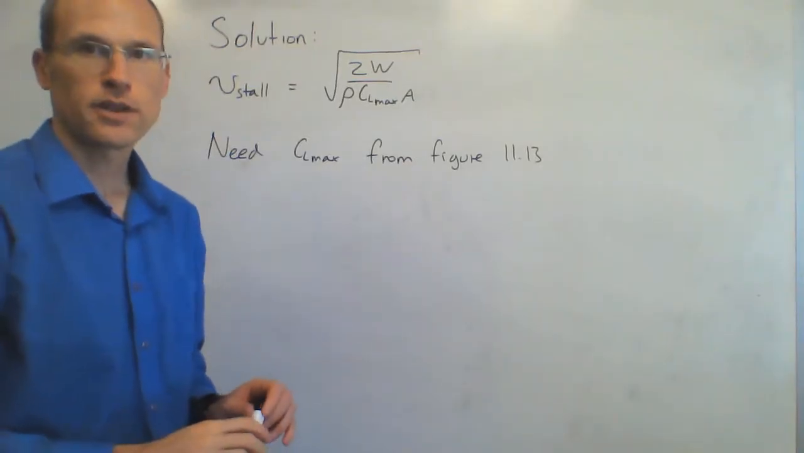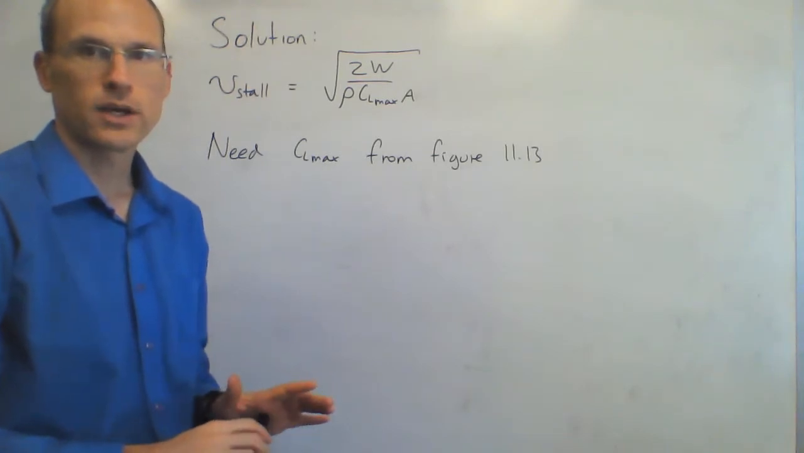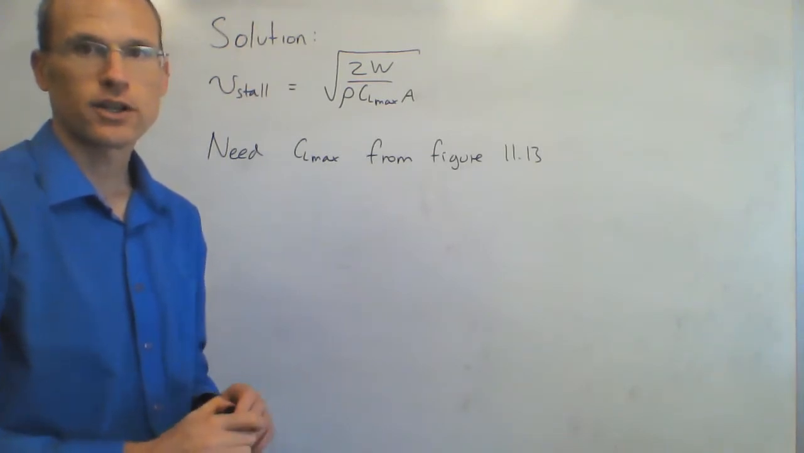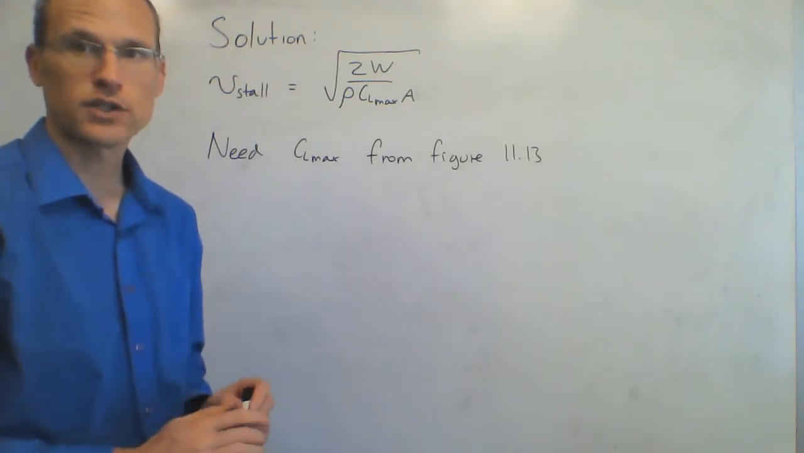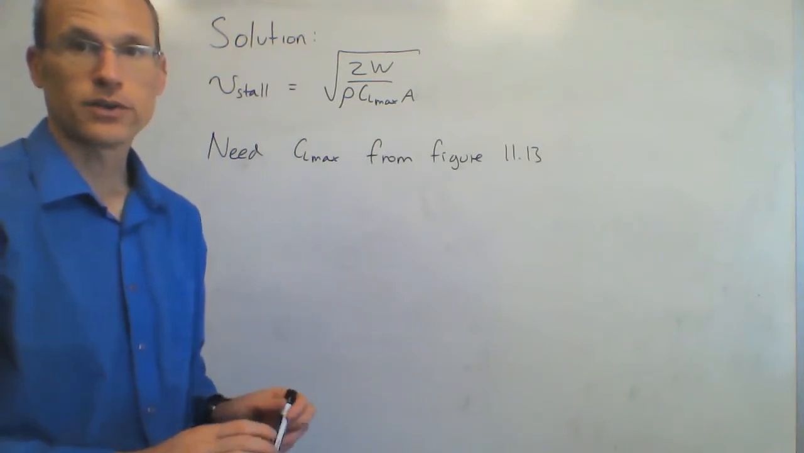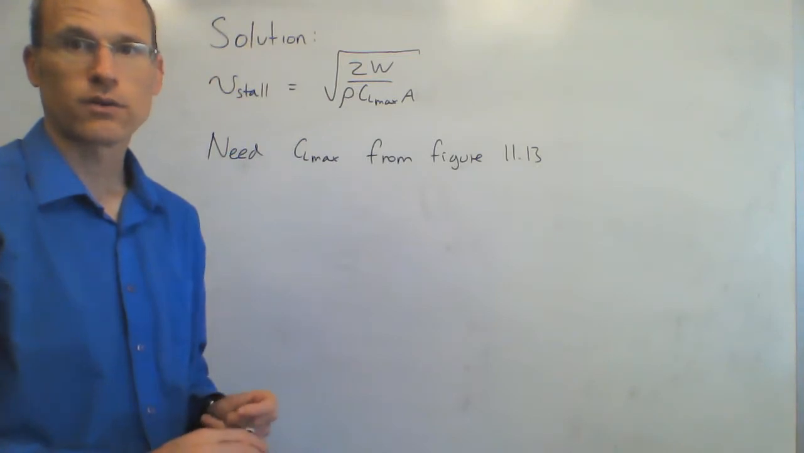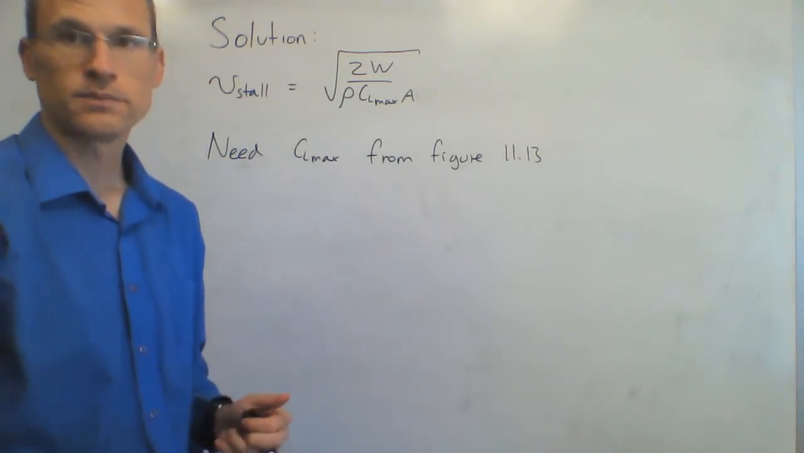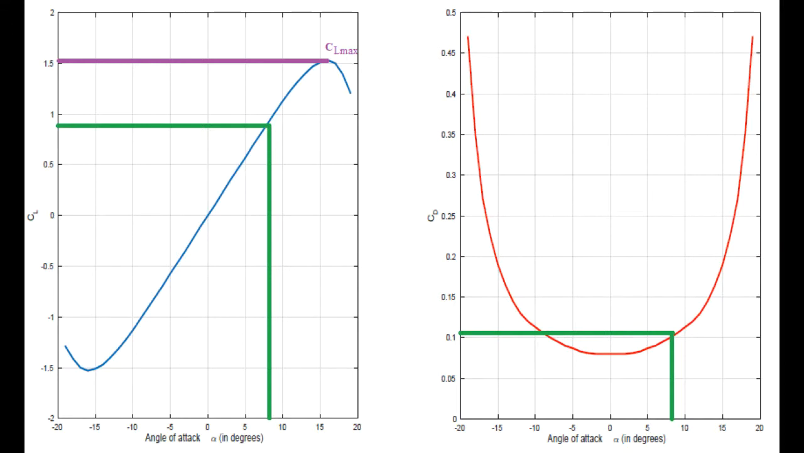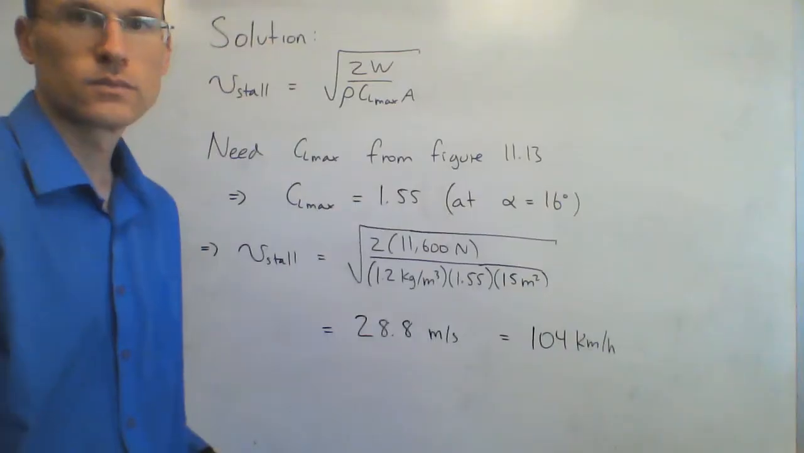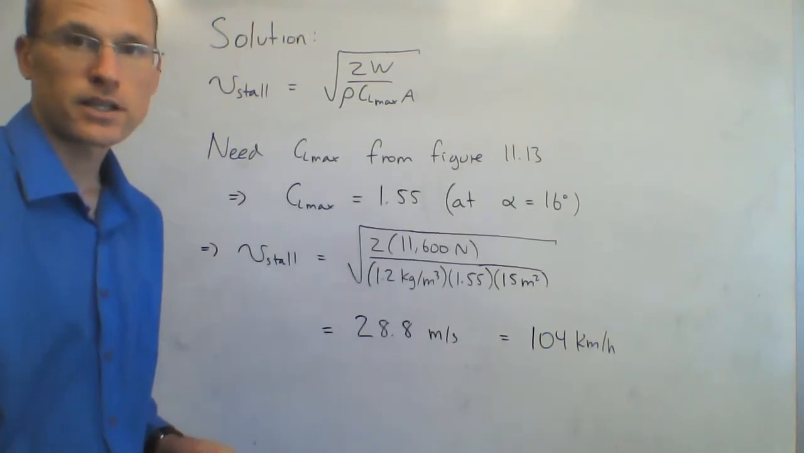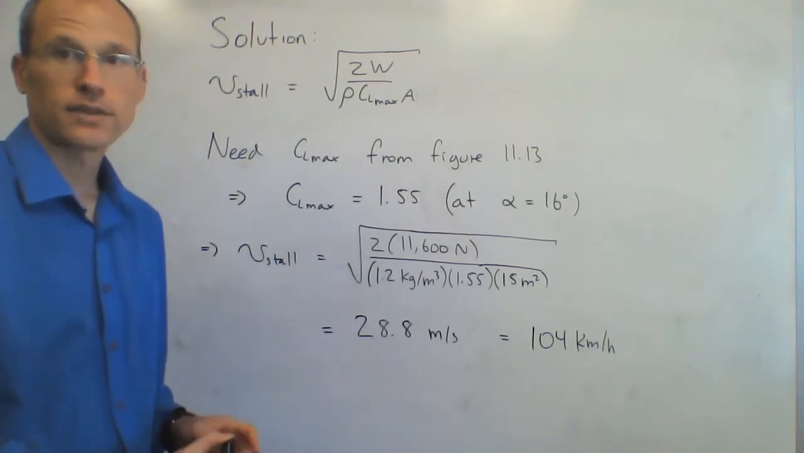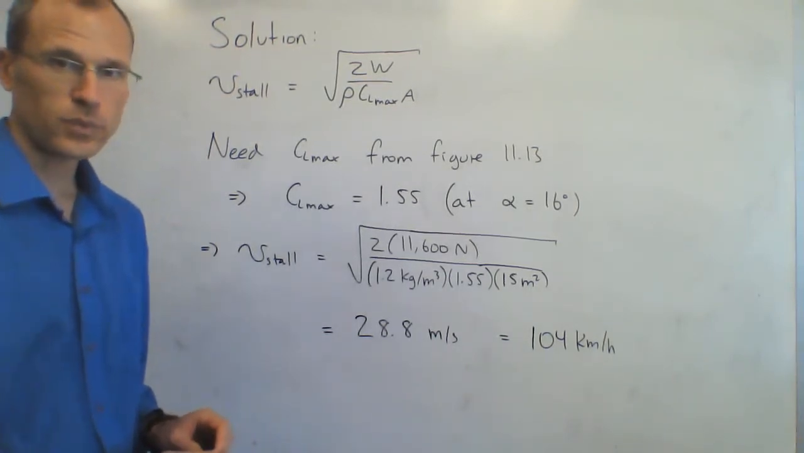Stall speed is given by the square root of 2 times the weight divided by density, CL max, and area. Based on this, I need to know the maximum lift coefficient that my wing can produce. So I need to go back to that figure, 11.13, for the symmetric airfoil. We get a CL max value of 1.55 at an angle of attack of roughly 60 degrees.